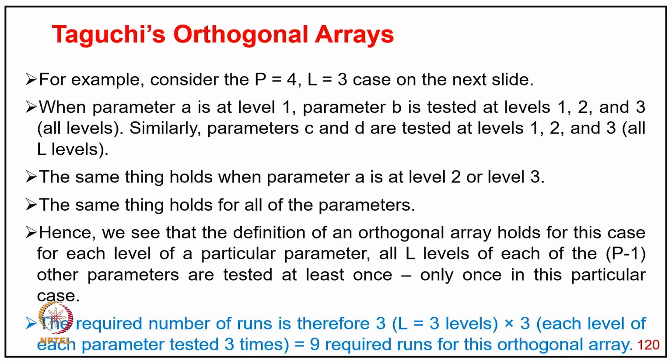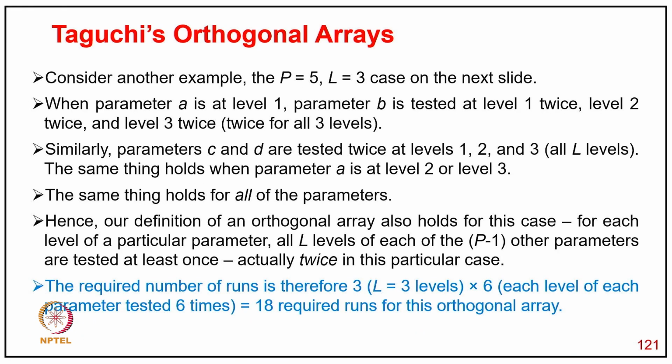Hence we see that the definition of orthogonal array holds for this case, for each level of a particular parameter, and all L levels for each of the p minus 1 other parameters are tested at least once, and only once in this particular case. The required number of runs is therefore 3 levels times 3, each level of each parameter tested 3 times, so equal to 9 required runs for this orthogonal array.